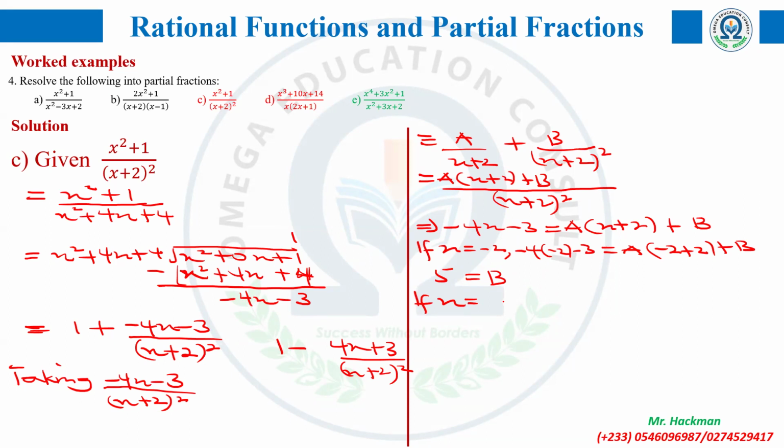Hello? 0. 0, very good. Okay, so that will give us, if x equals 0, you get minus 4 into 0, then minus 3 is equal to a into 0 plus 2, then plus b. So in effect, this will give us 0, so minus 3 will be equal to 2a.